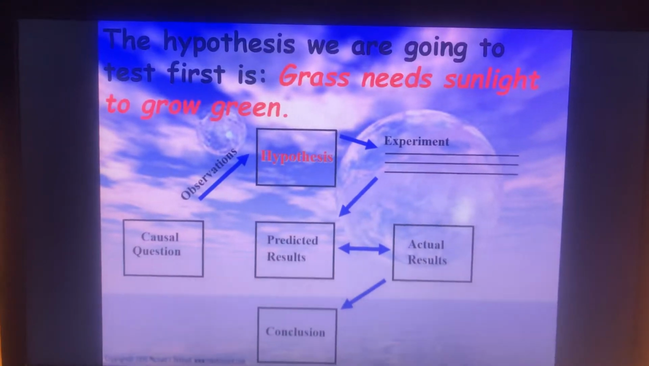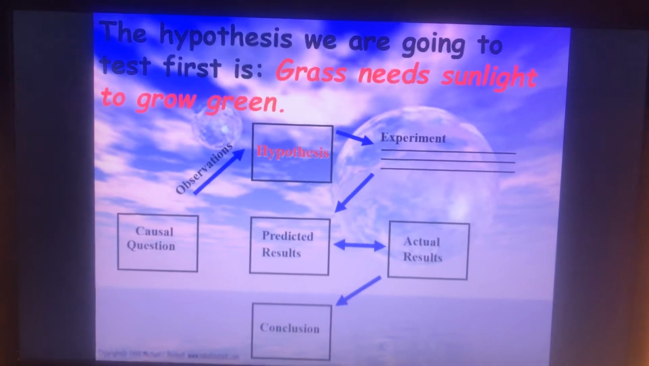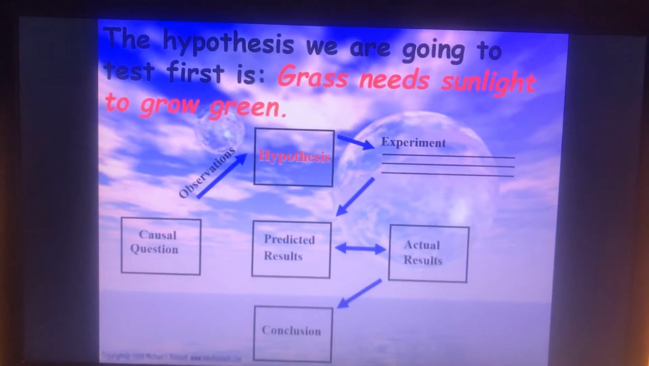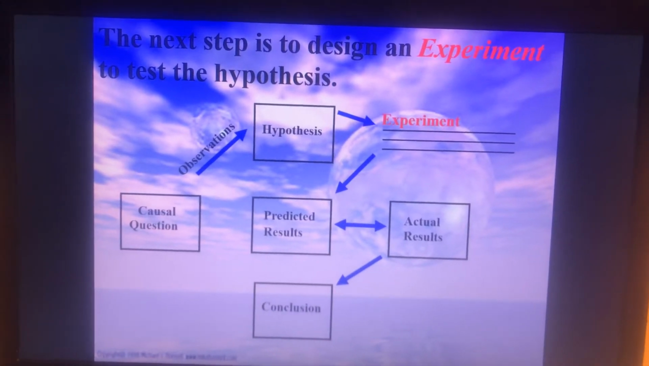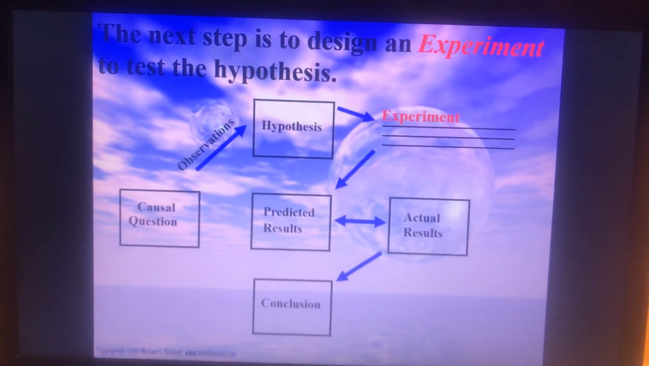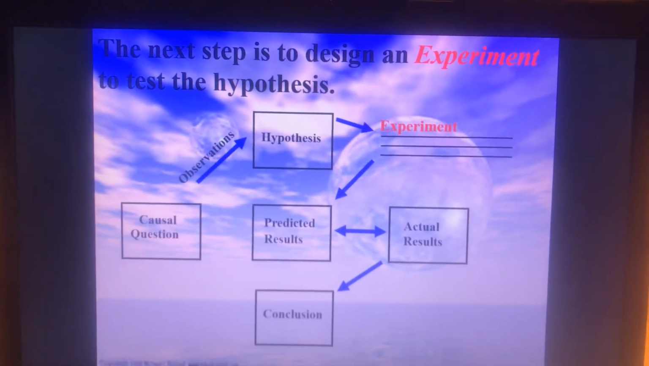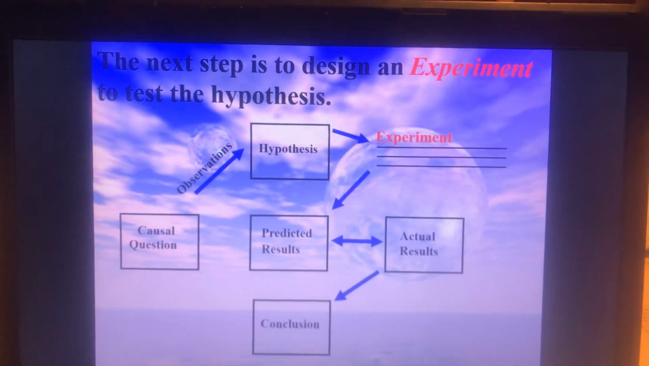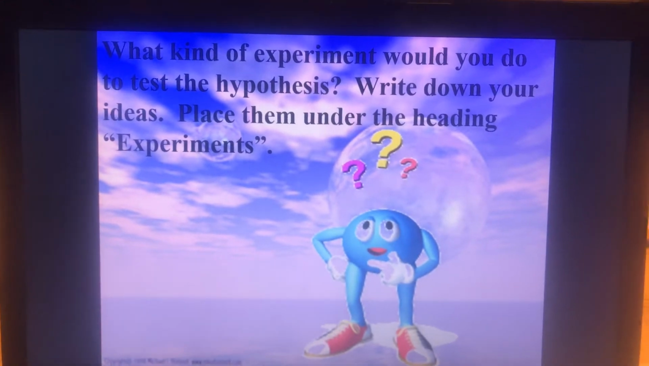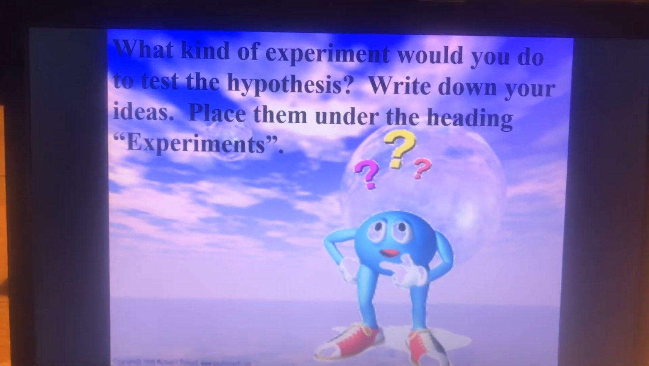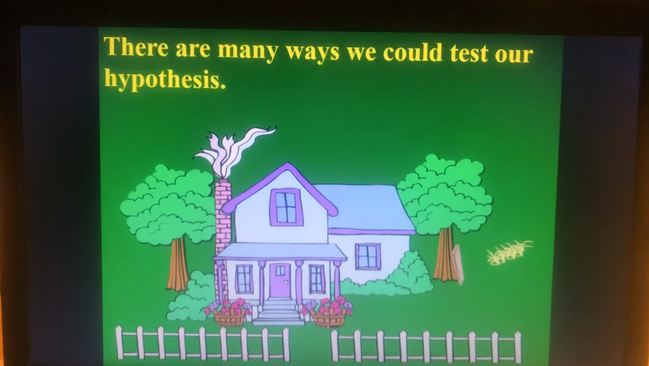All right. The hypothesis we're going to test first is that grass needs sunlight to grow green. Grass needs sunlight to grow green. So that's our experiment. We had the causal question, why did the grass turn yellow? We put together the hypothesis, that grass needs sunlight to grow green. Now we have to develop an experiment. So, thinking through the experiment, what kind of experiment would you do to test the hypothesis? You write down your ideas and share them in class.